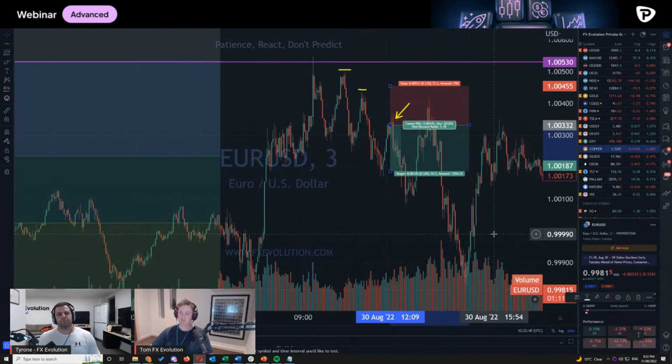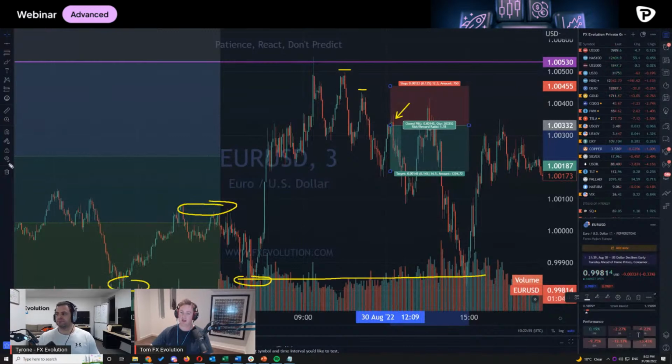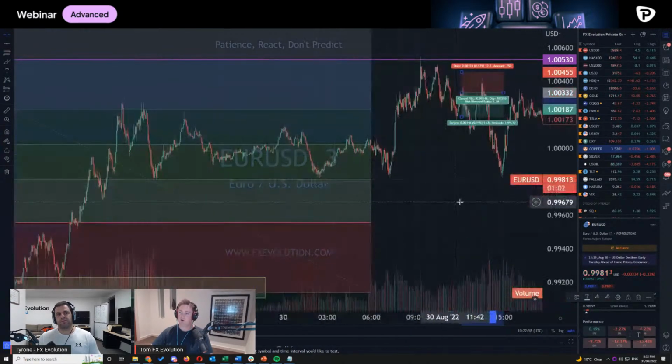What would be your target? Well, there's two target points. There's a potential for targeting here, or there's a potential for targeting the lows, which is the most likely area based on price. And I'll explain why that is.